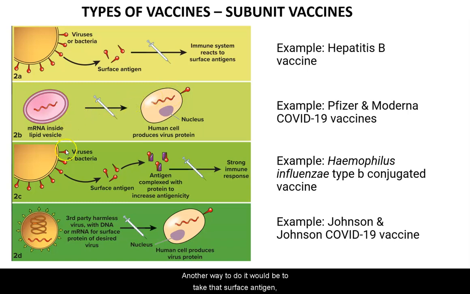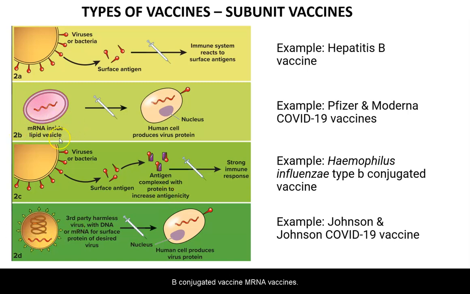Another way to do it would be to take that surface antigen, complex it with a protein to make it more visible to the immune system, and then inject that into the body. And that's an example of a conjugated vaccine, and that's going to induce a stronger immune response. Examples here would be Haemophilus influenzae type B conjugated vaccine.